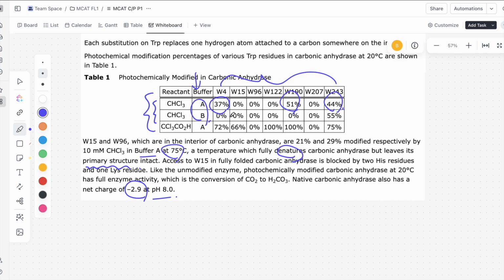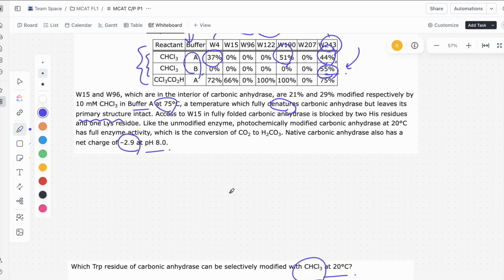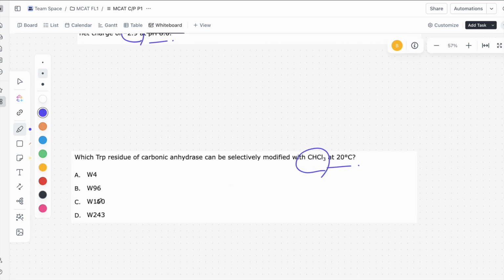But with buffer B, it looks like nothing's going to be changed except for tryptophan 243 at 55%, meaning you can selectively modify tryptophan 243 if you use buffer B with this reactant CHCl3. So you can selectively modify tryptophan 243 based on the table.